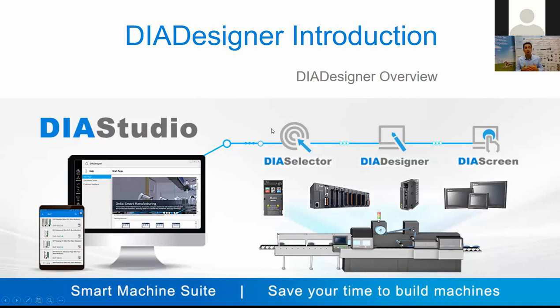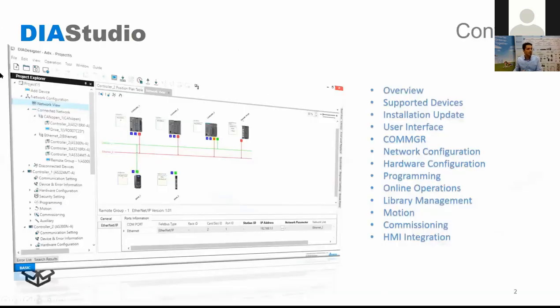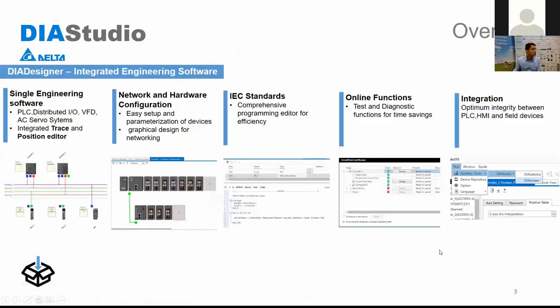DIASelector is especially for pre-sales operations, to choose the right configuration. DIASelector helps us to do it. And DIADesigner is for PLC programming, and I will show it later, and DIAScreen is for HMI. And here we will focus on these items. So I will skip this.